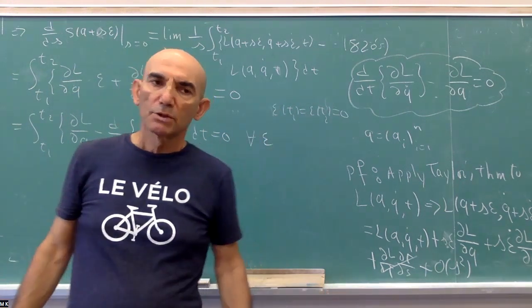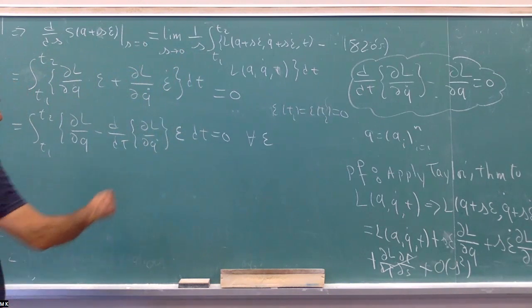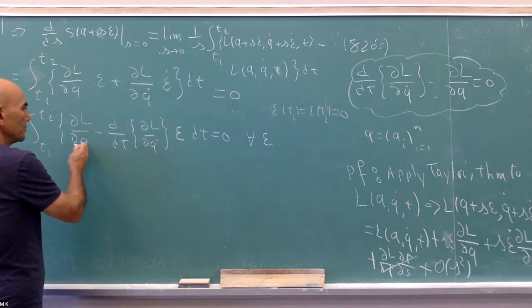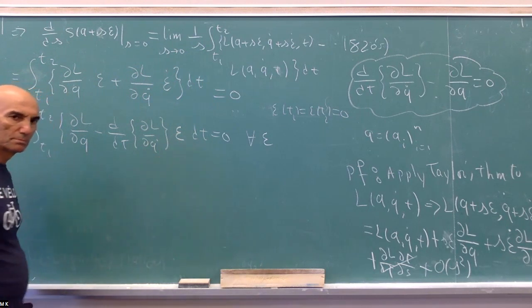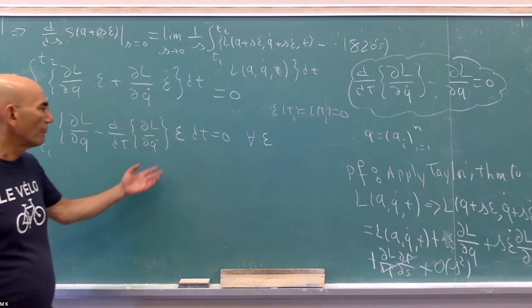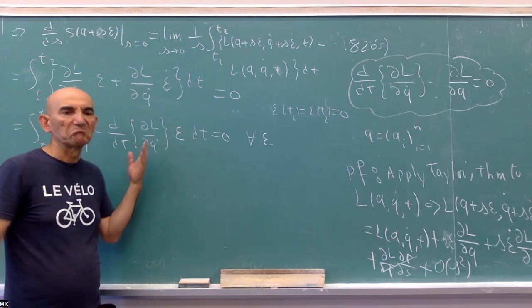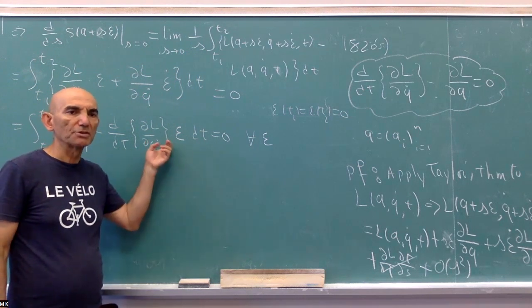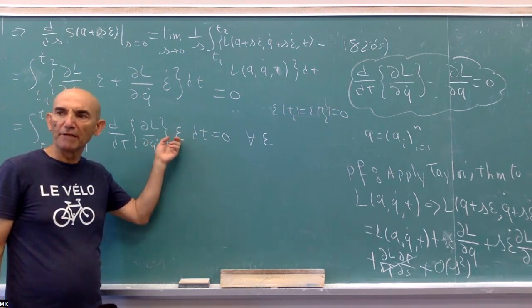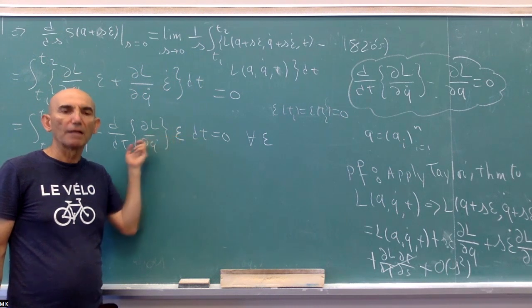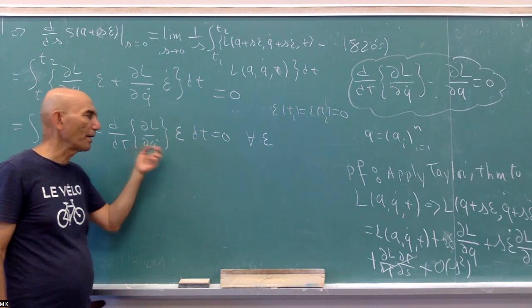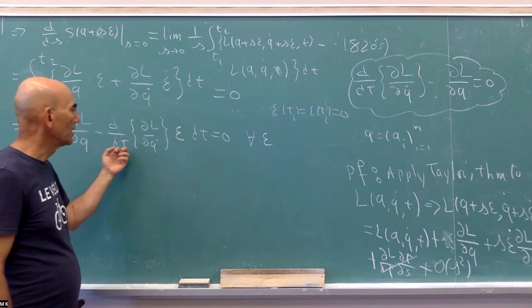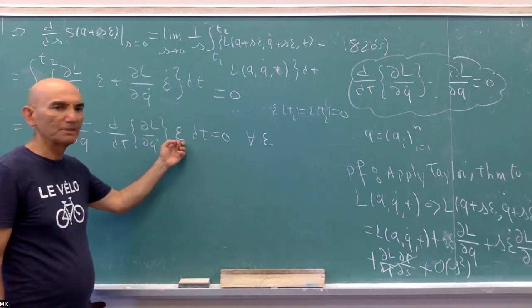Okay. So now, what is the condition for a critical path? The condition is that q must satisfy this equation for every epsilon. Now, of course, if you have a continuous function such that its integral multiplied by any function is equal to 0, that original function has to be 0. There's no way for this to be non-zero and to have this for every epsilon.